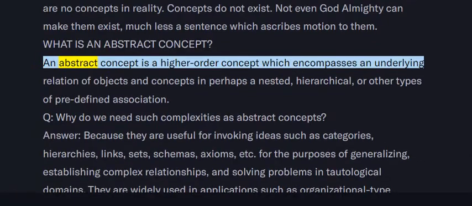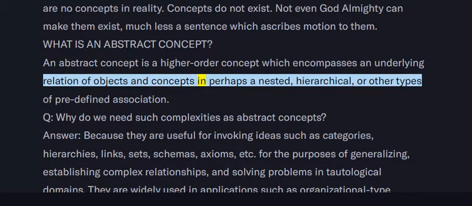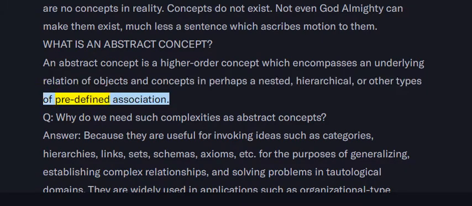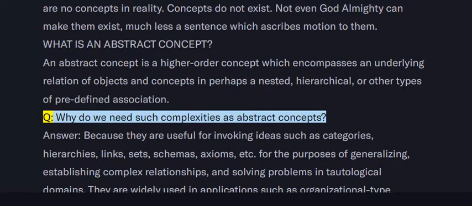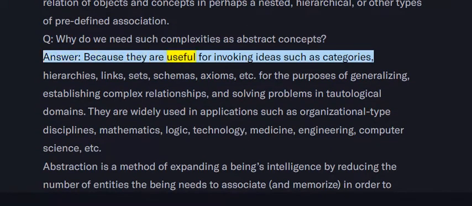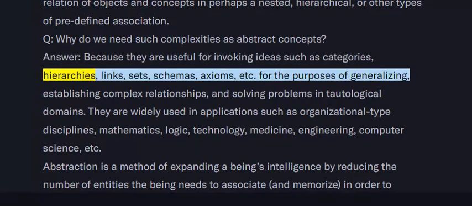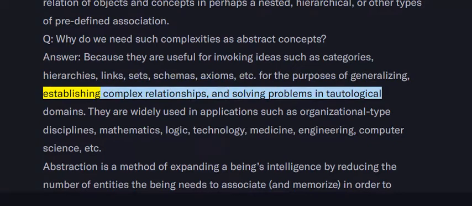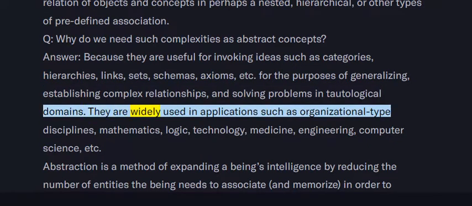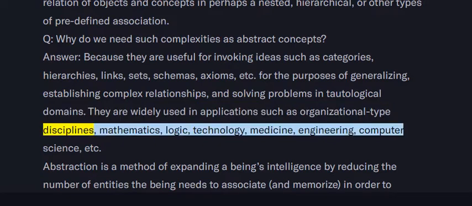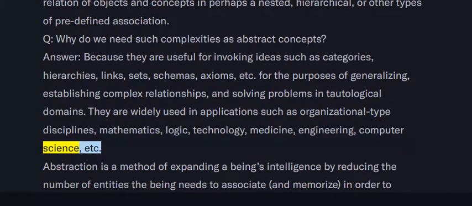What is an abstract concept? An abstract concept is a higher-order concept which encompasses an underlying relation of objects and concepts in perhaps a nested, hierarchical, or other types of predefined association. Question: why do we need such complexities as abstract concepts? Answer: because they are useful for invoking ideas such as categories, hierarchies, links, sets, schemas, axioms, etc. for the purposes of generalizing, establishing complex relationships, and solving problems in tautological domains. They are widely used in applications such as organizational type disciplines, mathematics, logic, technology, medicine, engineering, computer science, etc.